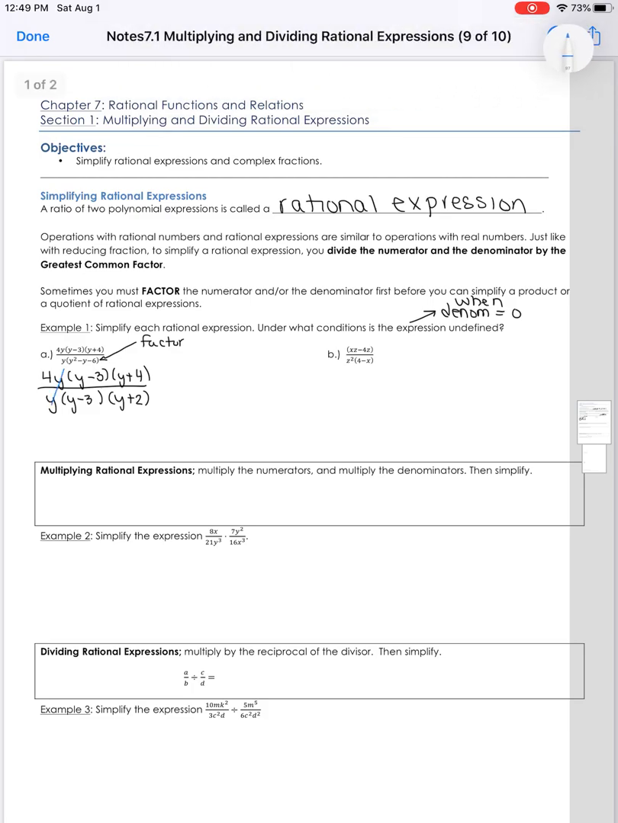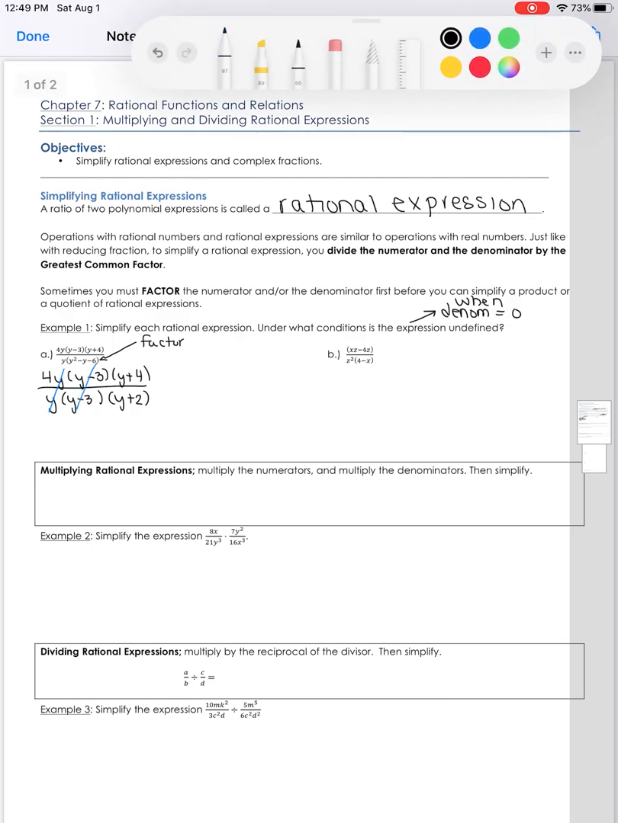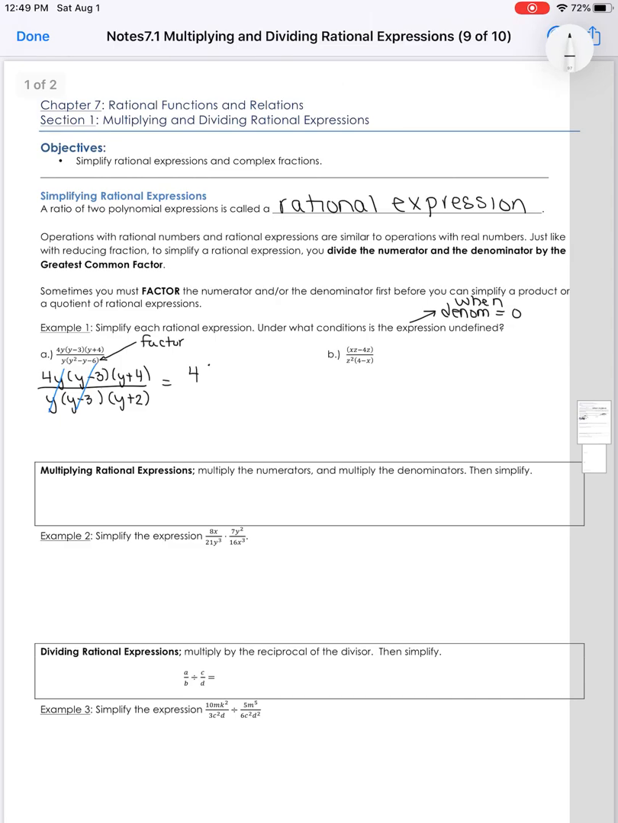Now what you do is cancel one for one. We have a y on top, y on the bottom, they're gone. Y minus 3, gone. And then nothing else cancels. So simplified, this would be 4 times (y plus 4) over y plus 2.